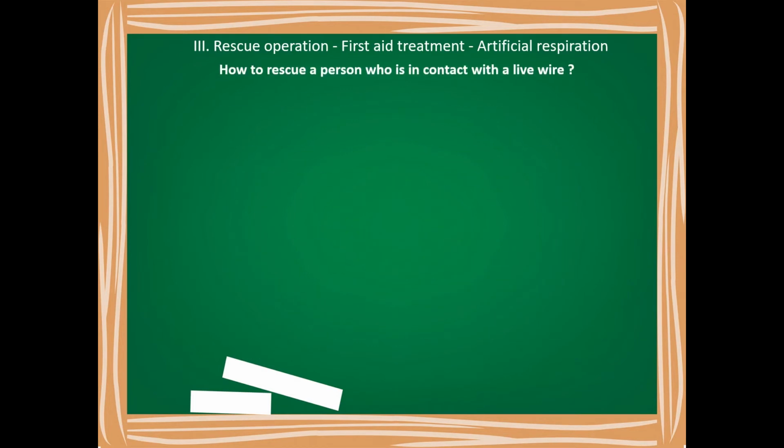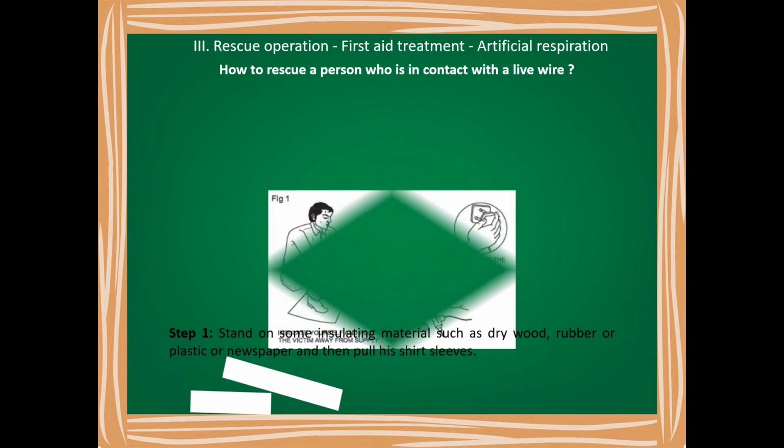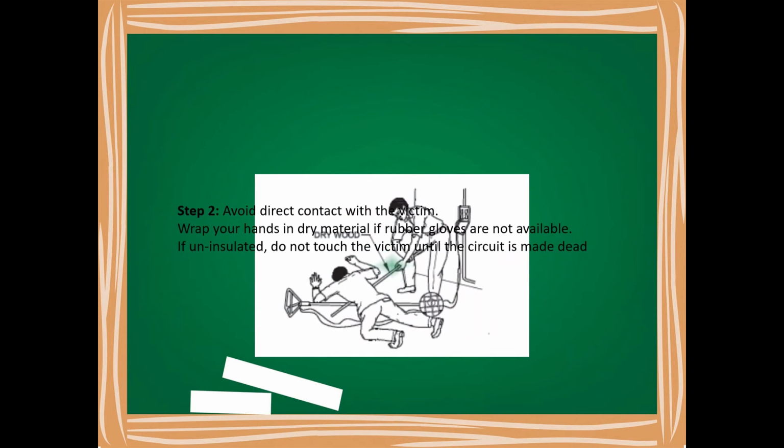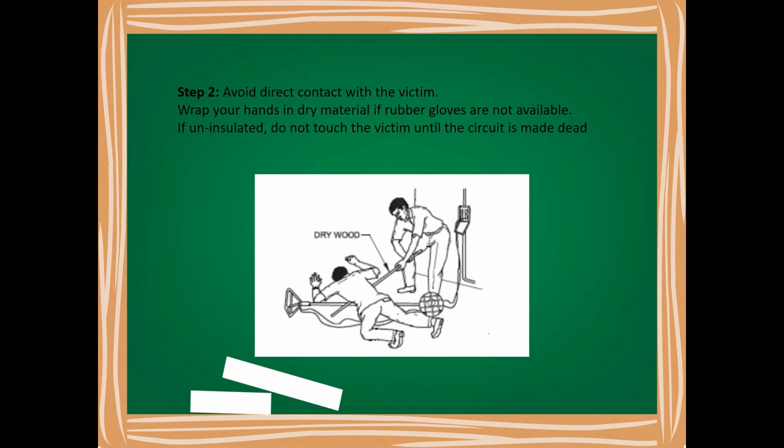Rescue operation, first aid treatment, artificial respiration. How to rescue a person who is in contact with a live wire. Stand on some insulating material such as dry wood, rubber, or plastic, or newspaper, and then pull his shirt sleeves. Avoid direct contact with the victim. Wrap your hands in dry material if rubber gloves are not available. If uninsulated, do not touch the victim until the circuit is made dead.